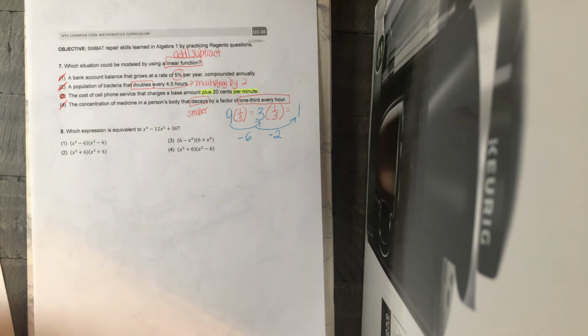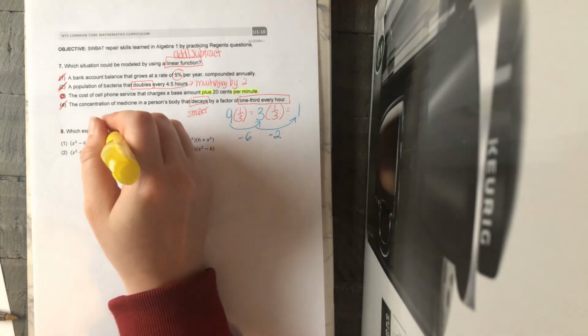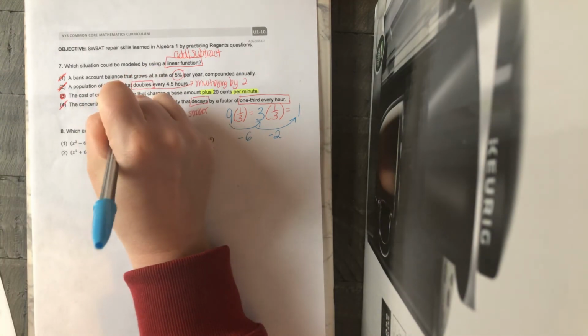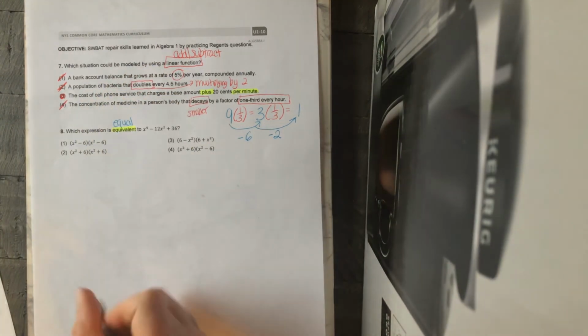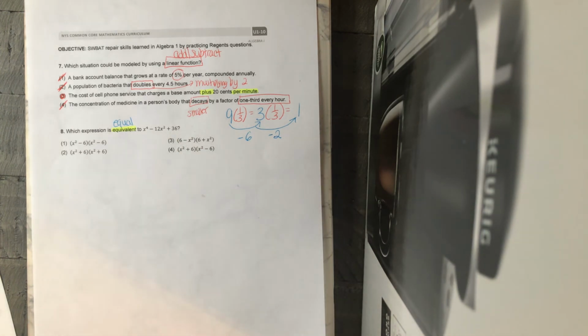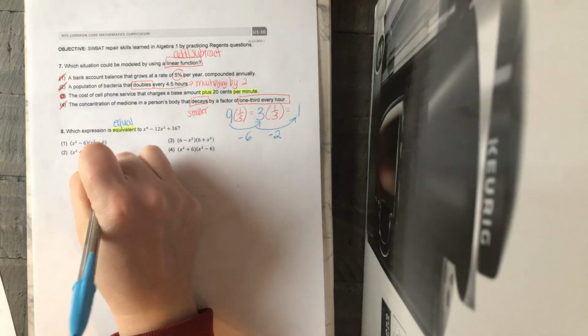And then last but not least, number 8, it says which expression is equivalent to the x to the 4th minus 12x squared plus 36. So this is another key vocab word that we've gone over a few times now. I know equivalent means equal. So if I want to take this expression, because there's no equal sign, so it's not an equation, it's an expression, and I just want to rewrite it for a minute.